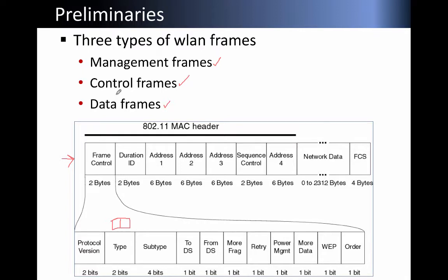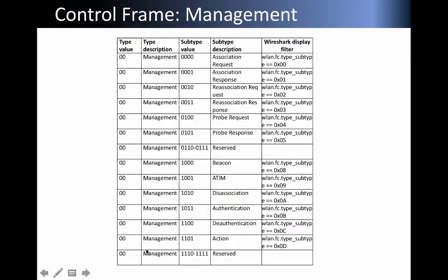But that is enough, because we need to identify only 3 types of frame. So if that is a 0 0, then we can say that is a management frame. If that is a 0 1, then there is a control frame. And if that is a 1 0 or 1 1, then that is a data frame. And there is a subtype further. So we'll take a look at that.